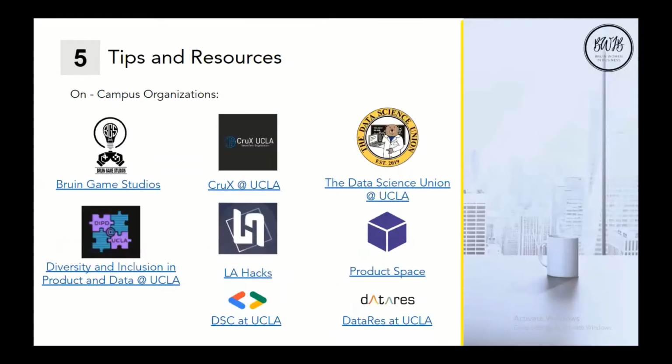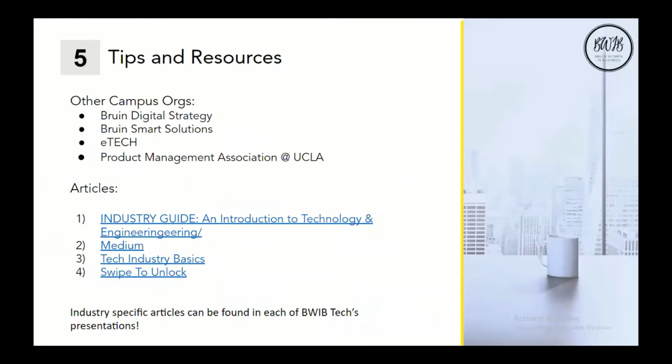So here are some more. Product Space, obviously for products. Bruin Game Studios, if you're super into studio games and creating games. The Data Science Union, if you're super into data science. Again, we've linked everything for you guys. And then some other campus orgs that we were unfortunately unable to find links for, but we did look up on the student org page, are Bruin Digital Strategy and Bruin Smart Solutions, etc.